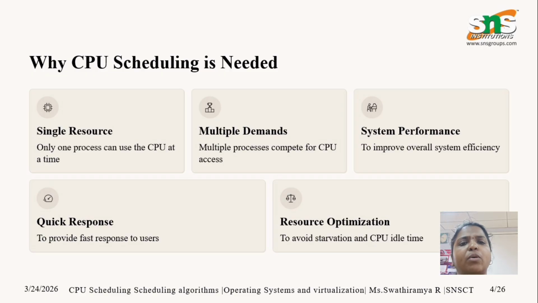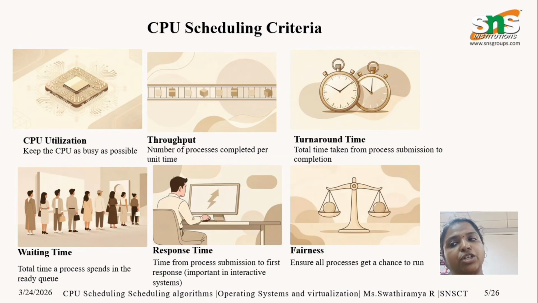Then, to provide a quick response to the user who is waiting for CPU time. The user should not wait for CPU time for a long time. They should be responded to at the right time. So to avoid long response times for the user, we should have the right methodology, that is, CPU scheduling methods. And also to avoid starvation and CPU idle time. For all these purposes, definitely we need CPU scheduling.